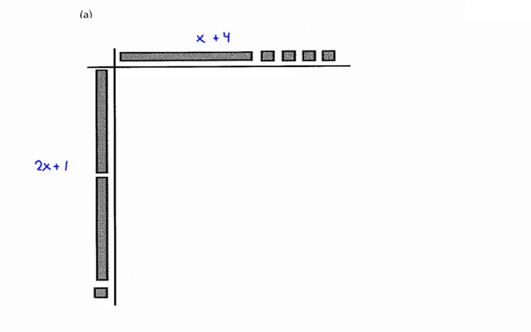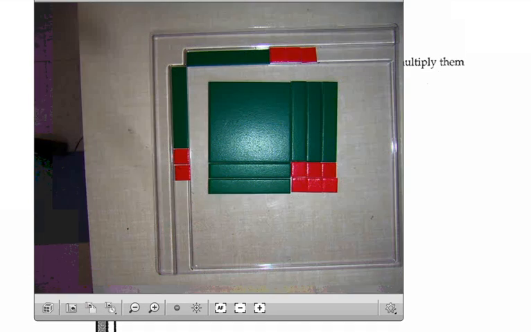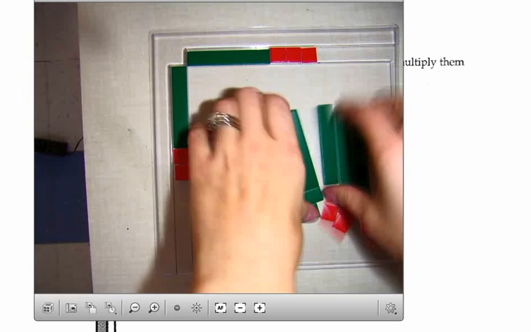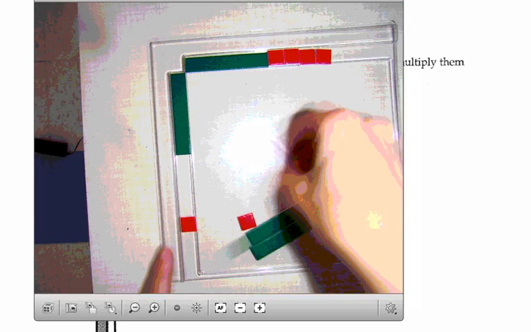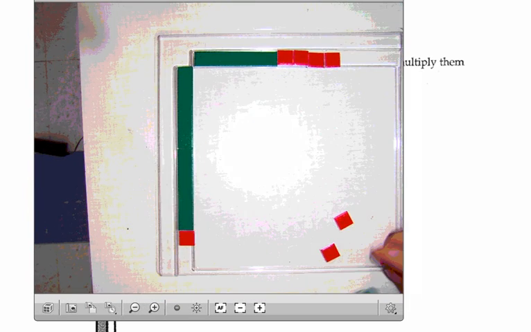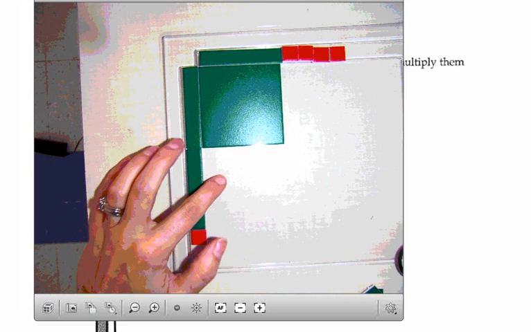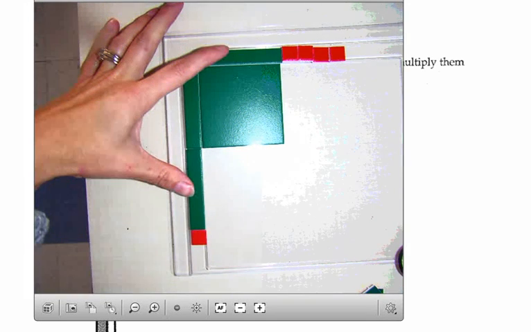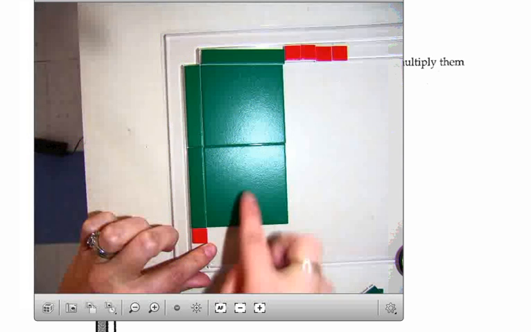All right, so if we want to use the algebra tiles, you can just follow along or grab some algebra tiles. So this time we have x plus 4 and then 2x plus 1. Okay. So in the corner we'll always go with the x squared because we have an x times x, which will fit an x squared. And down here, x times x gives an x squared. That's its dimensions. Here, x times 1 is 1x.